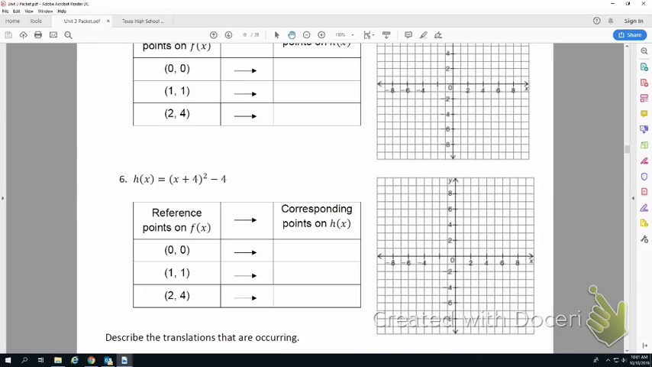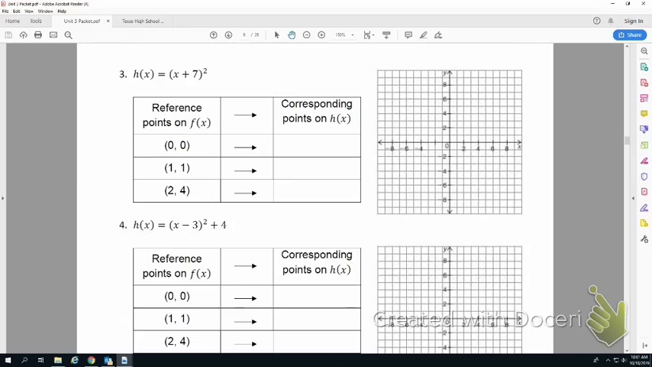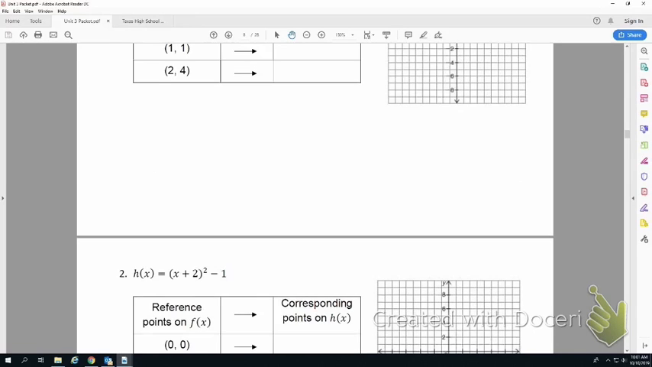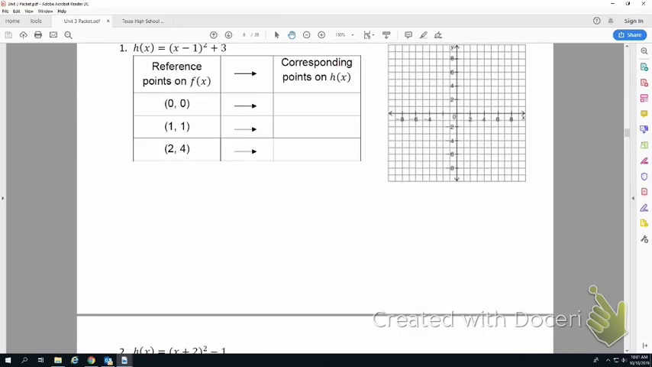All right, it is 10 o'clock, and this should not take you very long, especially if you work together on it. Okay, so do that.